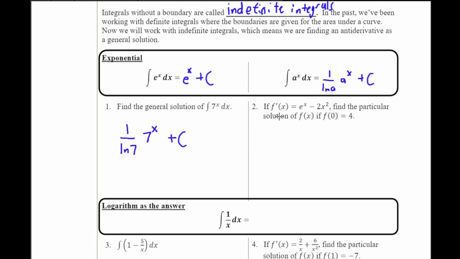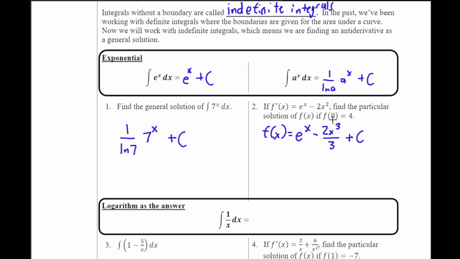Now, this one right here: if f prime of x is equal to e to the x minus 2x squared, find the particular solution of f of x if f of 0 is equal to 4. So the first thing we can do is find the antiderivative with the plus c. So f of x is equal to e to the x minus 2x cubed over 3 plus c, and we figure out exactly which c. So now we have this general solution.